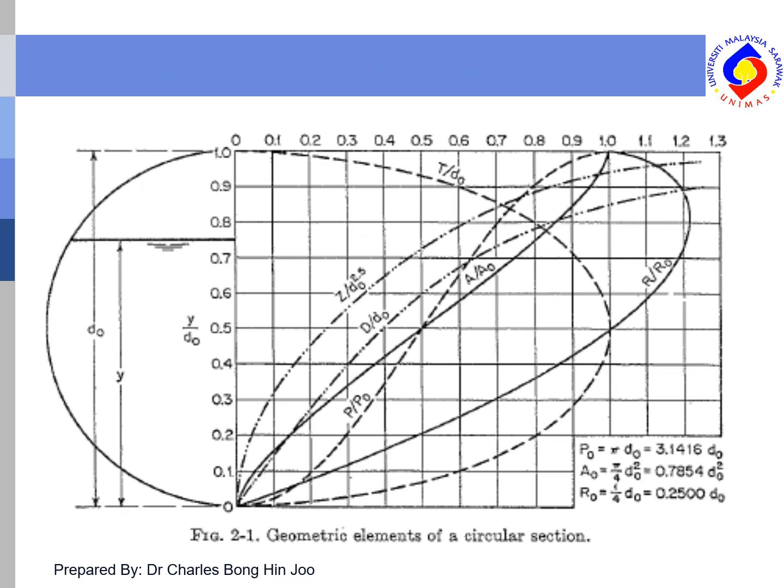This chart can be used to calculate the wetted perimeter, the cross-sectional area, and also the hydraulic radius for circular shapes at different flow depths.